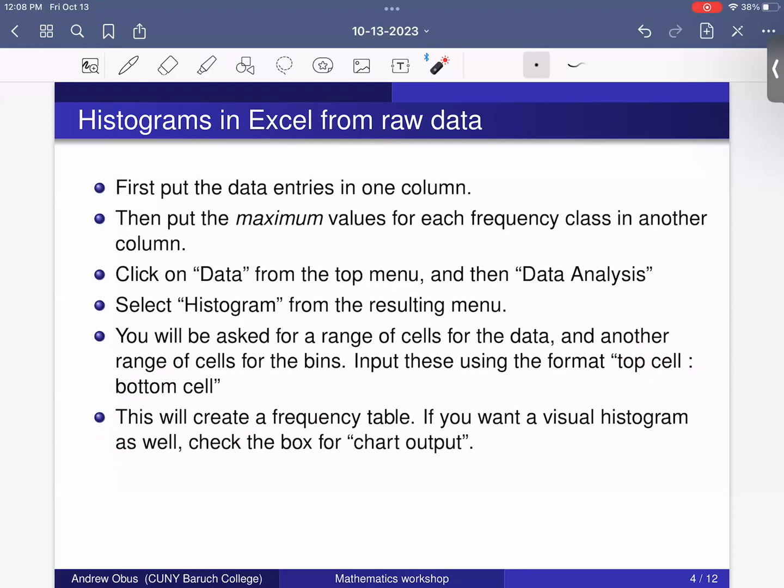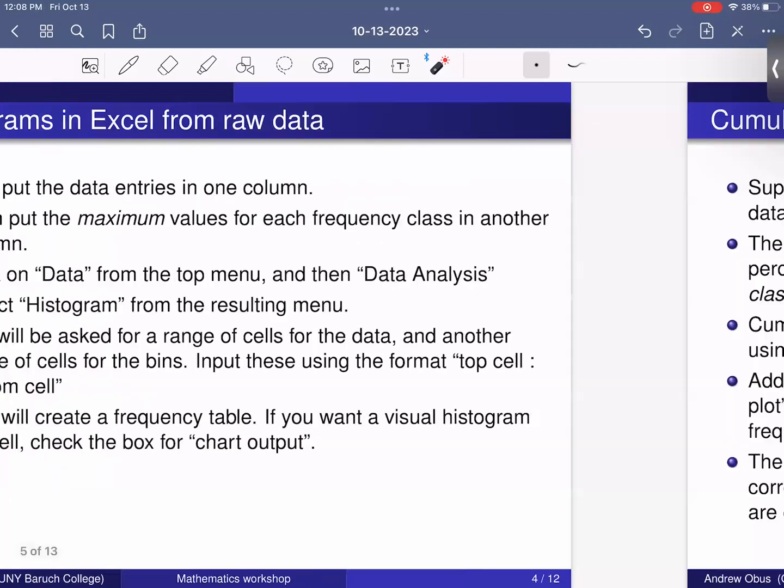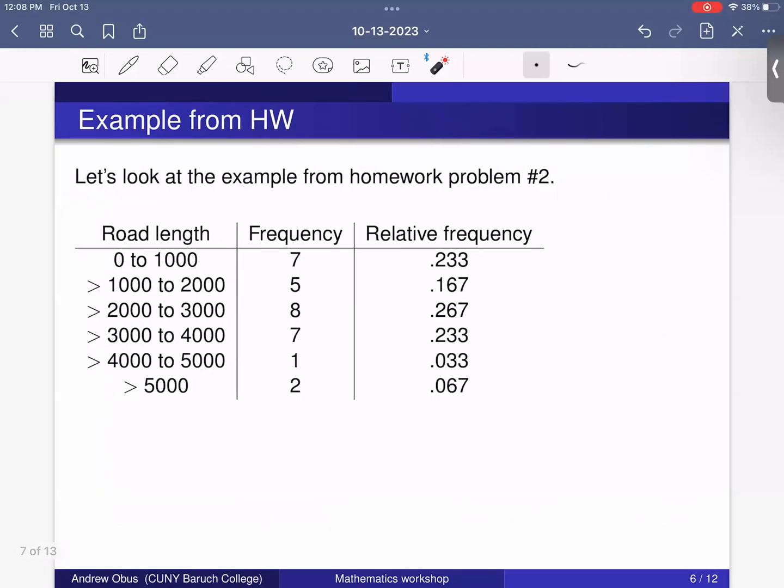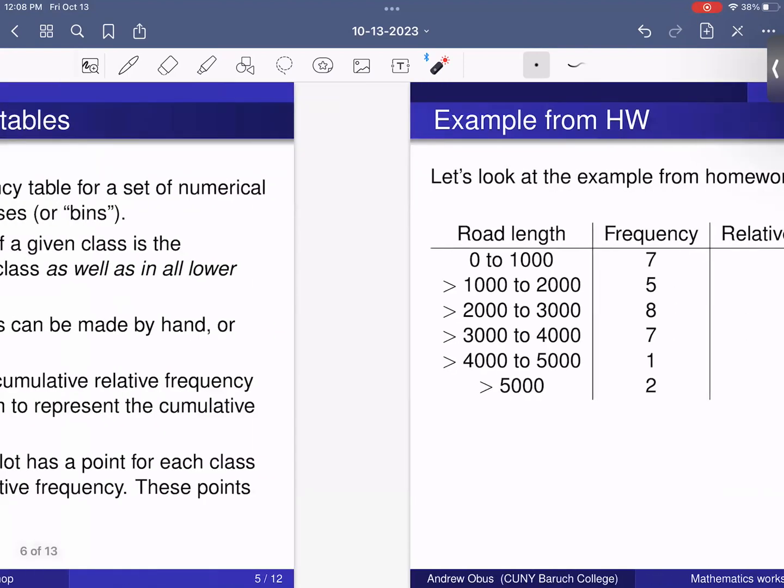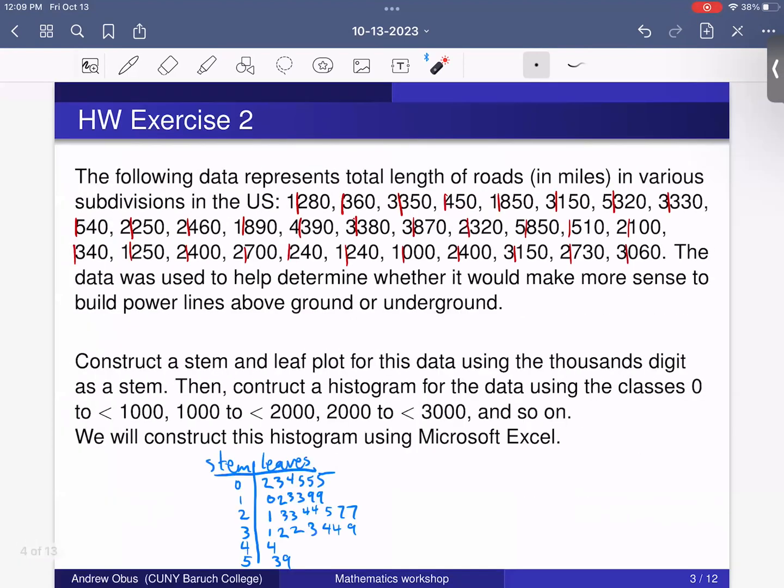Okay, so I'm going to go to Microsoft Excel. Wait 1 second, I just need to see. Okay, so let me go. So I've already put one thing here. Let me just delete the things that I have already.